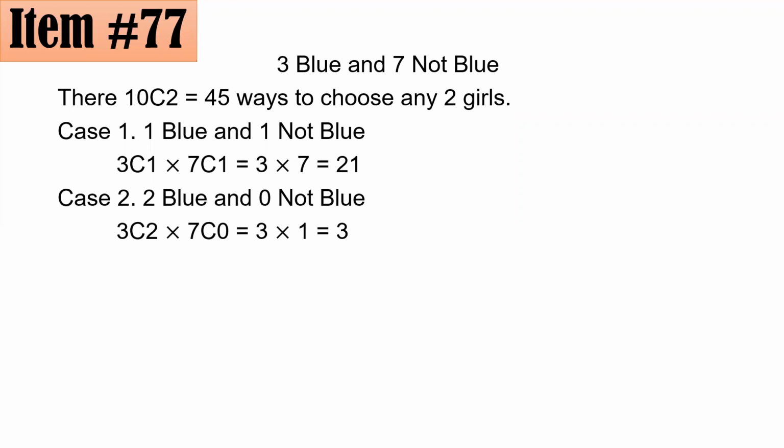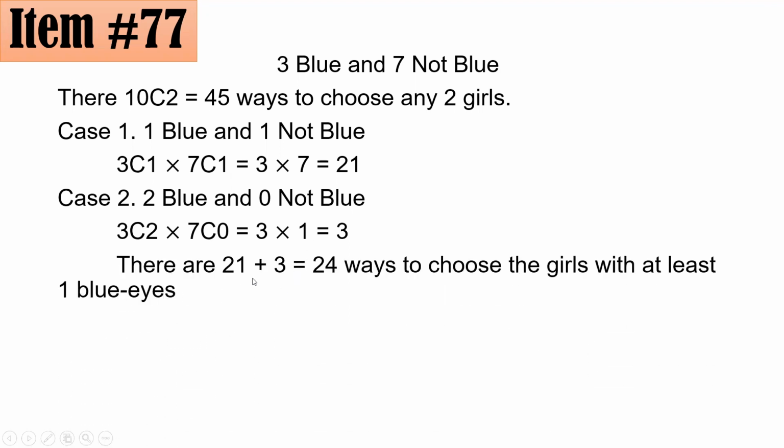Ang next na tanong is, aanhin po natin si 21 at saka si 3. Shall we add, minus, times, or divide? Tama. We will. Considering there are 2 cases here po, no? Tama po si Sir Jonathan. We will add them. This tells us that there are 21 plus 3 or 24 ways to choose the girls with at least 1 blue eye.